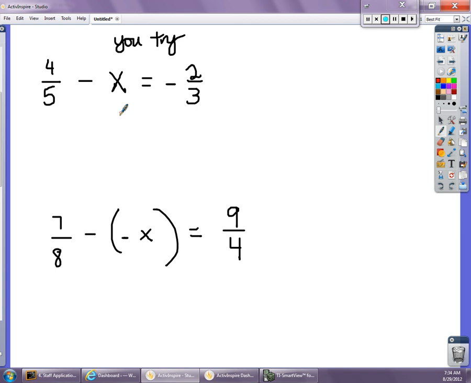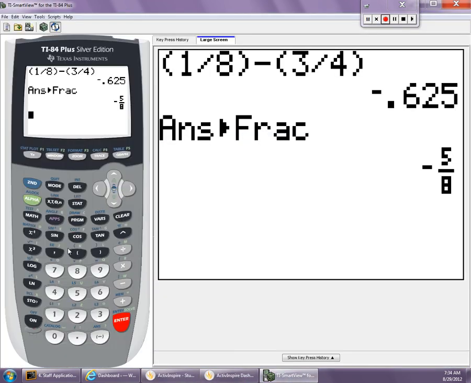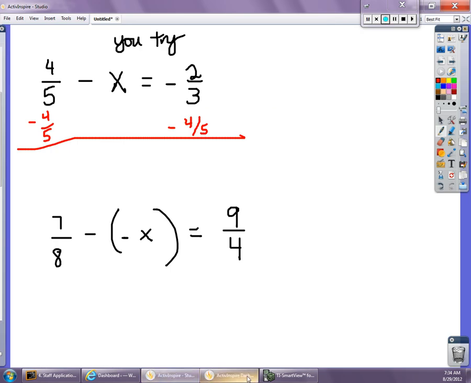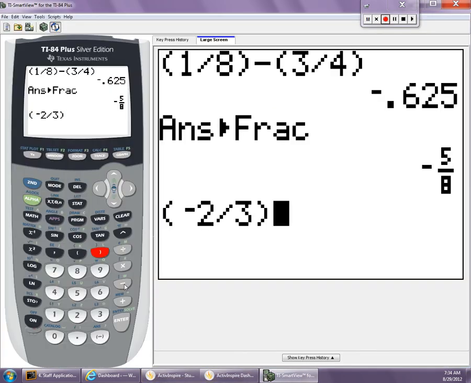Alright, for this one, I didn't get rid of the fraction. So I'm just going to subtract 4/5 on both sides. And I'm going to use my calculator, -2/3 minus 4/5. Parentheses. Now the negative sign, remember, is this button right here. So remember the problem. -2/3 minus 4/5. So now it's not a negative, it's going to use the minus sign, and then parentheses 4 divided by 5. And I'm going to hit enter.